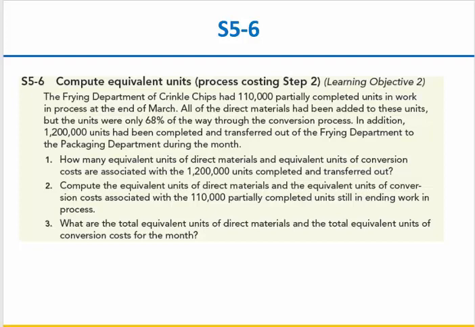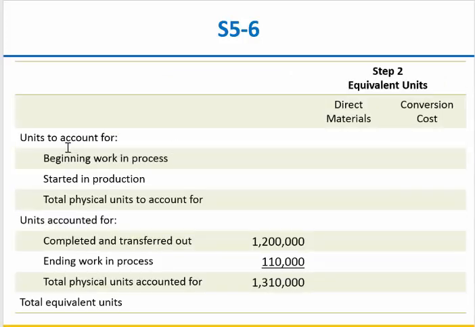So now let's take a look at step 2. Step 2 says we have units to account for and we have units accounted for. Pretty easy to deal with. Do we really need to know beginning work in process and started in production? Probably not, because this part is relevant to equivalent units. When you talk about equivalent units, we're looking at their status. So step 2 equivalent units only work for units accounted for. For the physical units, you have to fill in the information for both parts, units to account for and units accounted for. But for the equivalent units, step 2, all you have to do is focus on units accounted for, because we want to know their status.